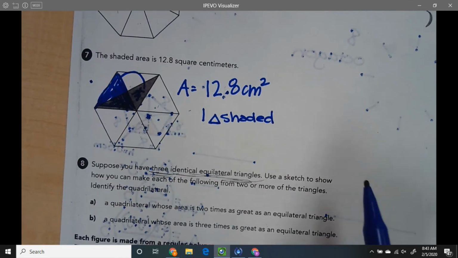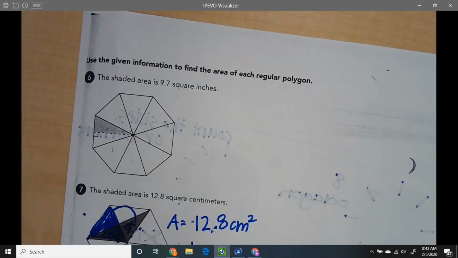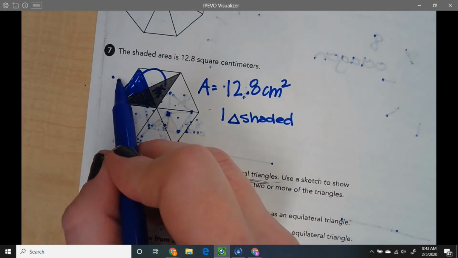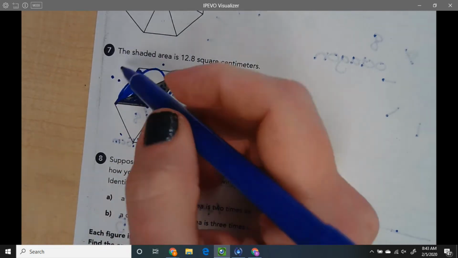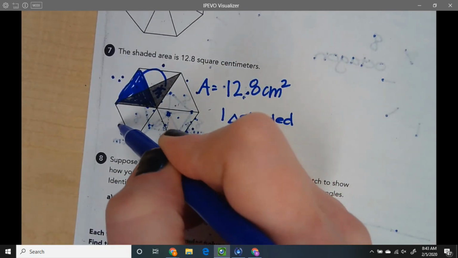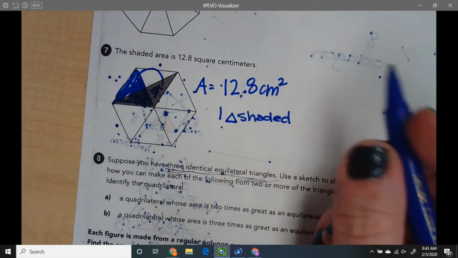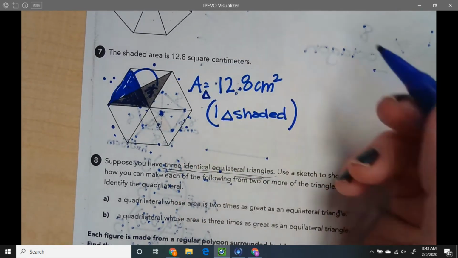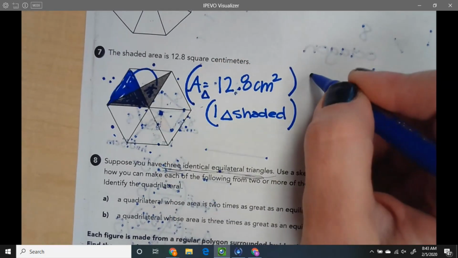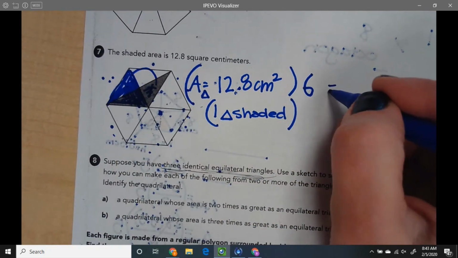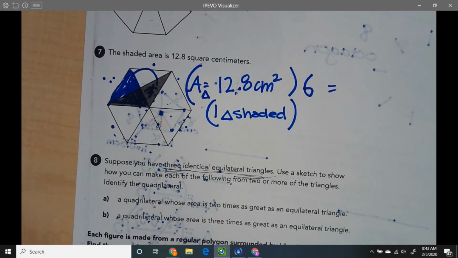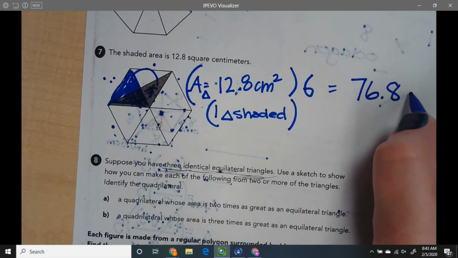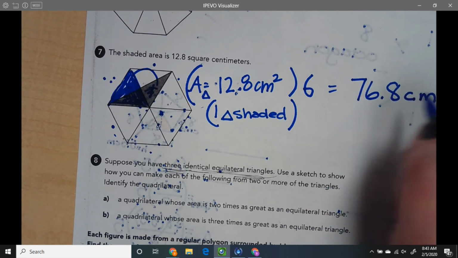Okay, the directions say that I need to find the area of each regular polygon. So all I need to do is find out what kind of polygon this is with how many sides. So 1, 2, 3, 4, 5, 6 sides. I know that I have one triangle shaded already, and I know the area of it. So I'm going to take the area of the one triangle times 6 in this case because it's a hexagon. So 12 and 8/10 times 6. And my hexagon area would be 76 and 8/10 square centimeters.